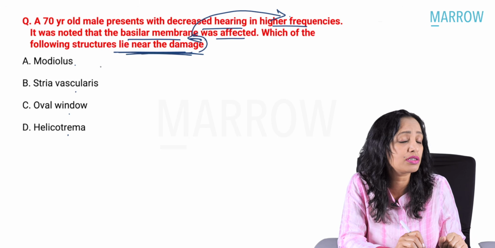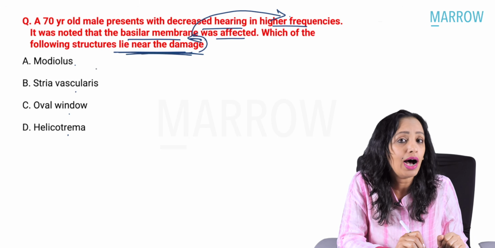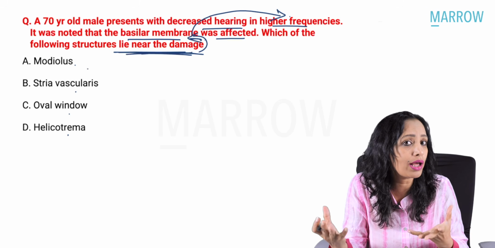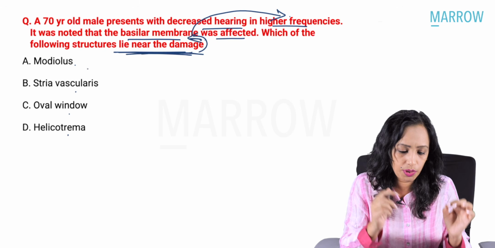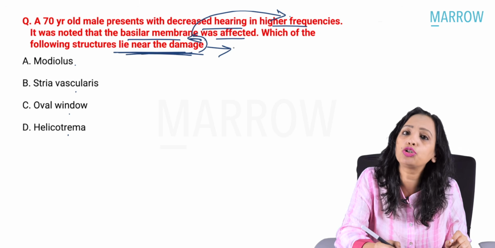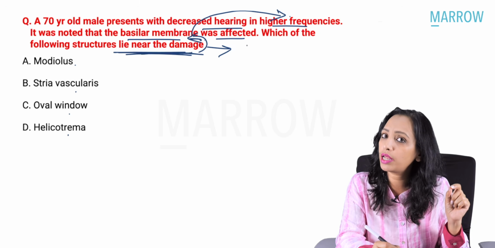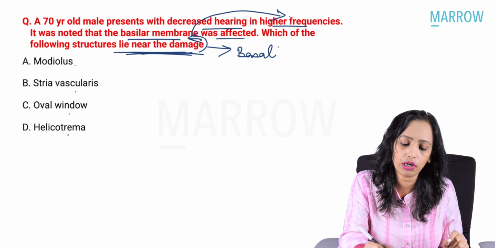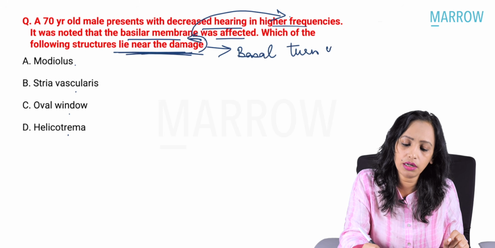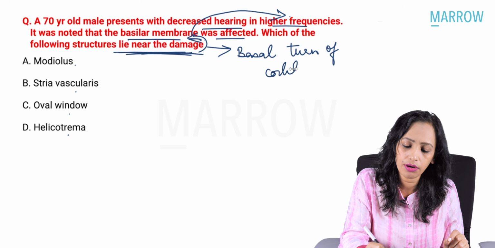Do we know higher frequencies is in which turn of cochlea? Where is the higher frequency in the organ of Corti? Yes, in the basal turn of cochlea, which means that we have identified the damage to be in the basilar membrane or in the organ of Corti in the basal turn of cochlea. Basal turn of cochlea, right?